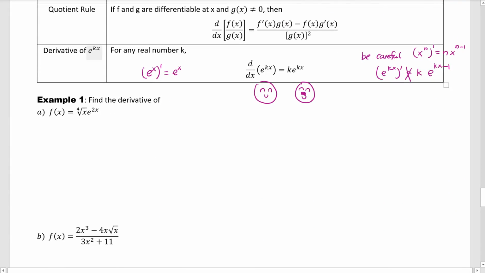Find the derivative of the following function. First of all, make sure they are of the standard form. So we have 4 roots of x. Well, that is x to the 1/4, right? e to the 2x. Well, this is a product, so we use product rule.